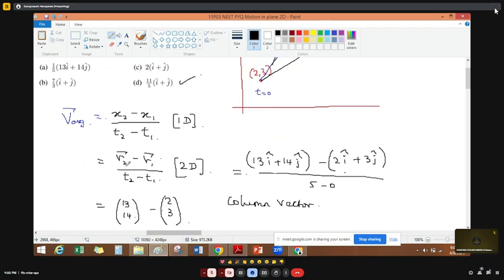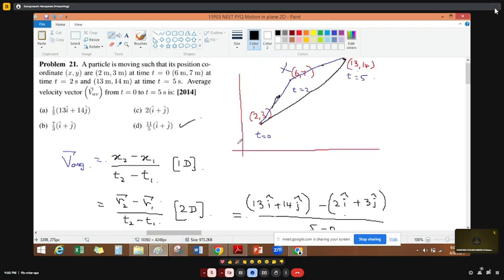So all I am trying to say is R means it's a vector, x comma y. So this is A, this is B, means R vector is nothing but Ai plus Bj. That's all. Very simple. So whenever you have two points, A comma B, you can write it as Ai plus Bj.